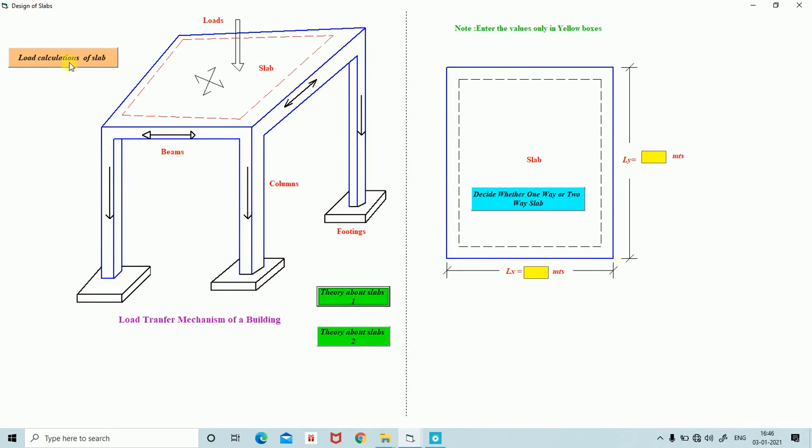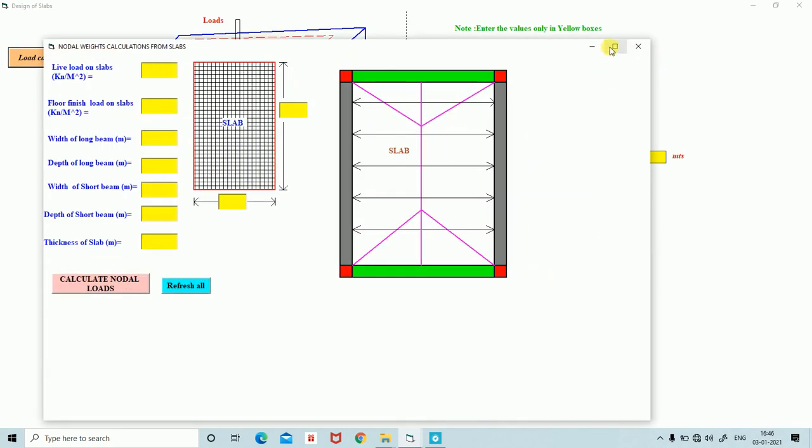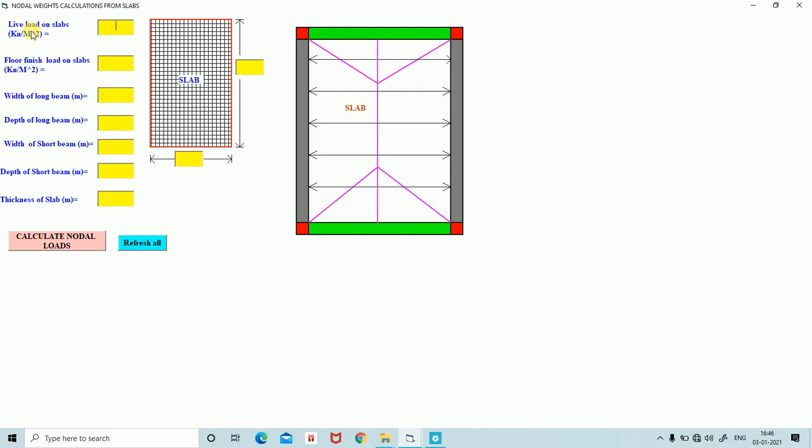You can click on this load calculation of a slab, then you will get a pop-up window like this. Then you have to put the live load on slabs. Live load on slab is, let us say, 3 kilonewton per meter square, and floor finish load on the slab is 1 kilonewton per meter square. The width of the long beam I am taking as 0.3, and the depth of the long beam is 0.3, and the width of the short beam is 0.3. I am taking the same depth of shorter beam as 0.3, and the thickness of the slab is 0.15 meters.